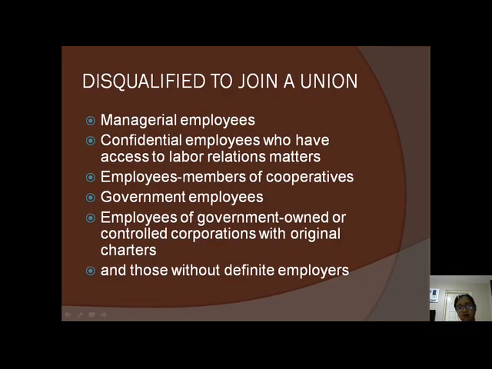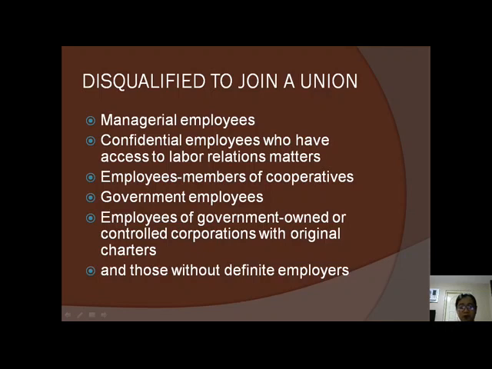Who are disqualified to join a union? Of course, managerial employees, and confidential employees who have access to labor relations matters. So, not all confidential employees are disqualified. Only those confidential employees who have access to labor relations matters are disqualified.